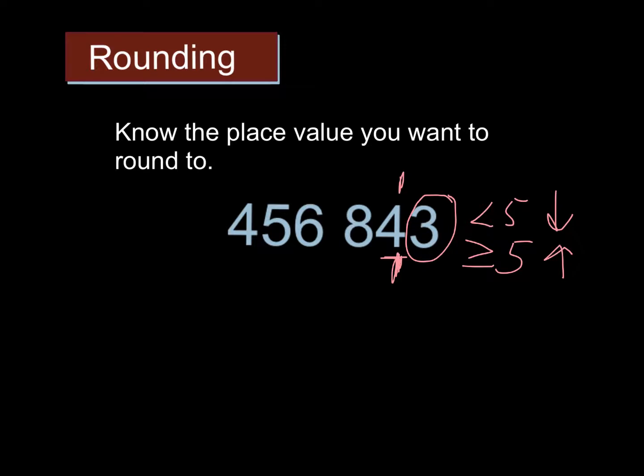So in this case, we know we're rounding off here to the tens place. We look to the number to the right. Well, it's a 3. That's less than 5, so we're going to round down. And the number is going to be rounded off to the nearest 10. It will be 456,840, because it's closer to 840 than 850.